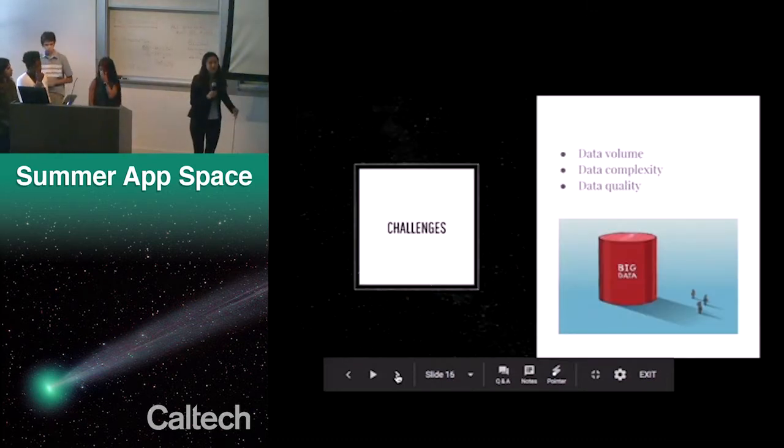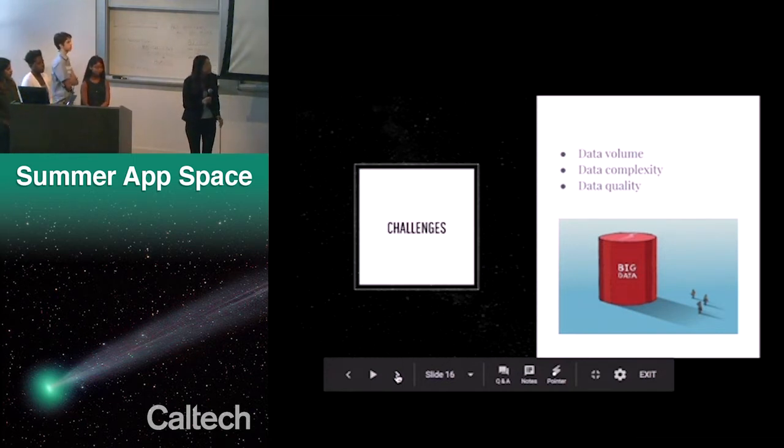So first, as Will mentioned earlier, we did try to use machine learning in our algorithm. But aside from the obvious challenge that we had little familiarity working with these modules and machine learning, there were a few problems with the data set itself. So first, I'm going to be talking about the first challenge, data volume.